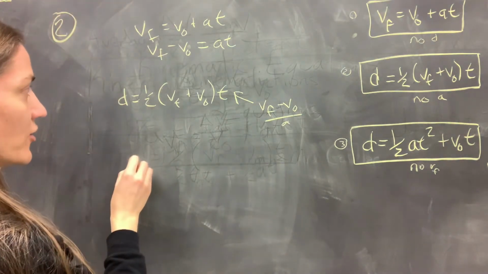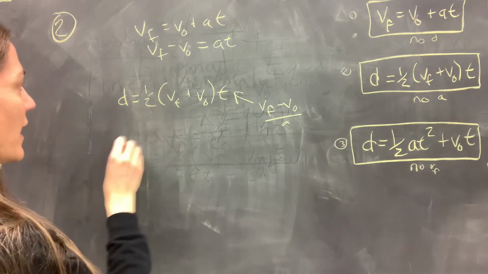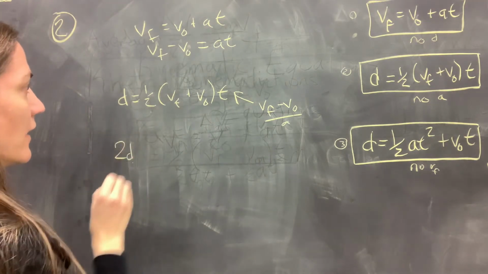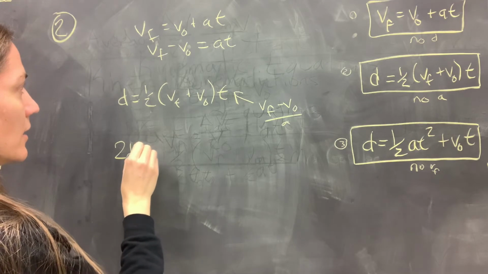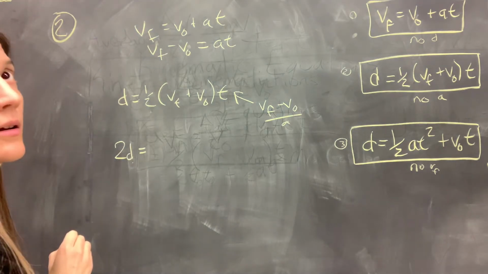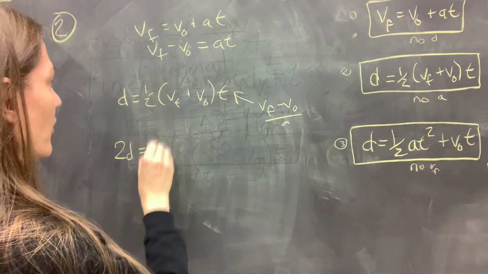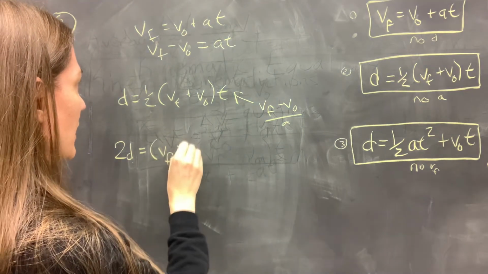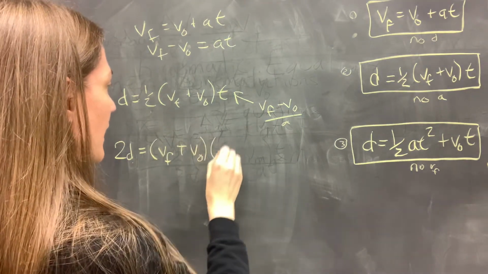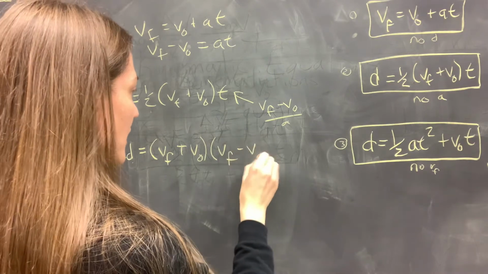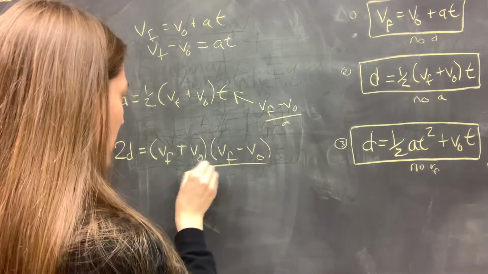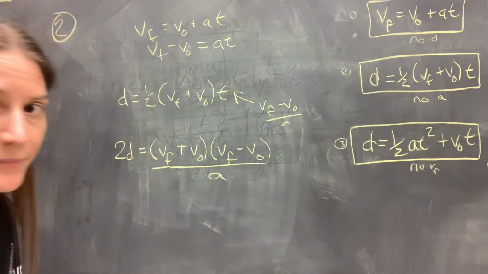All right, and so, let's just move that half over here. So I'll have 2D, that way it's out of the way. Okay, and so then we've got VF plus V naught, and then we've got VF minus V naught, and that's all over, now it's all over A, okay?